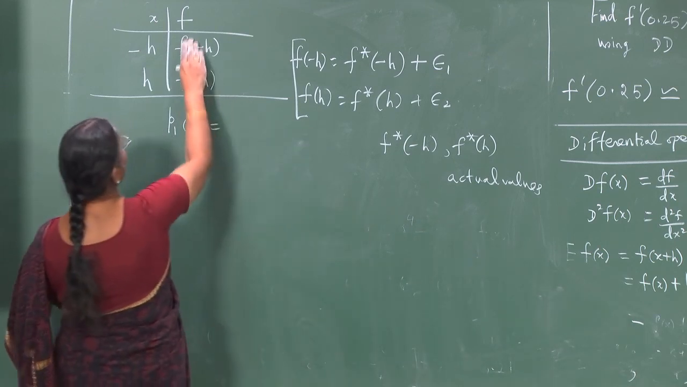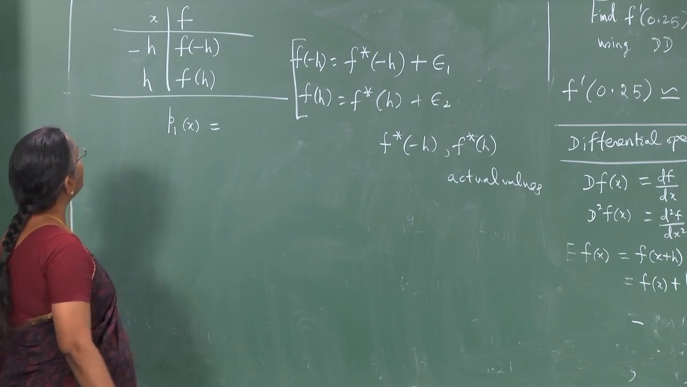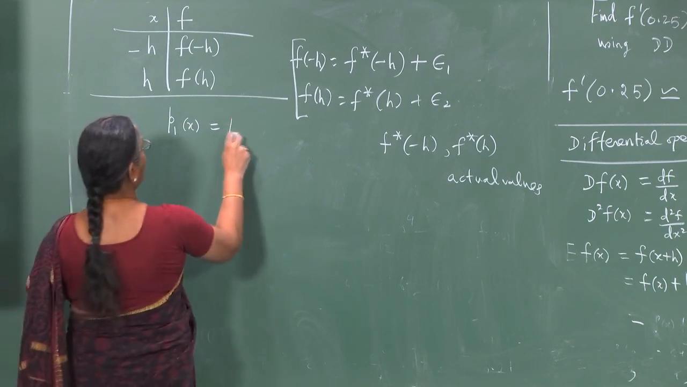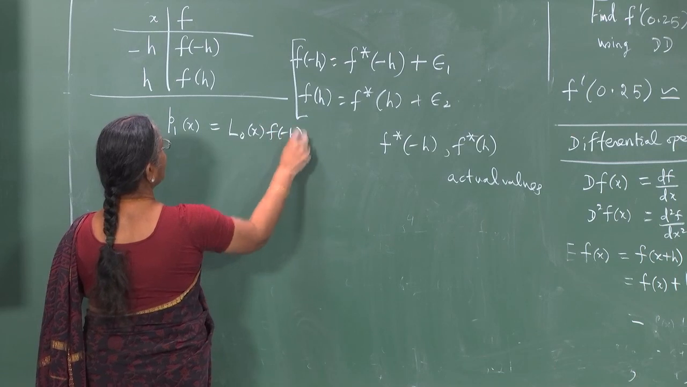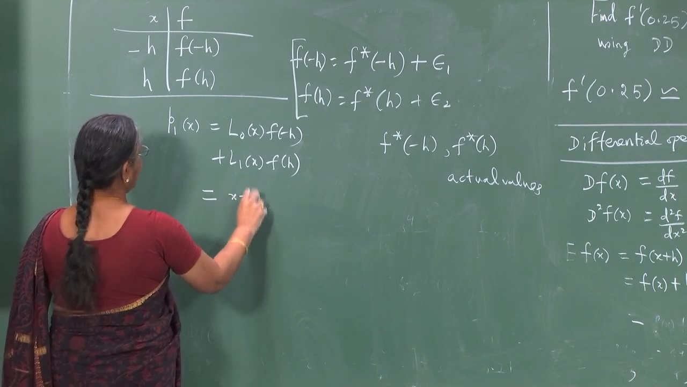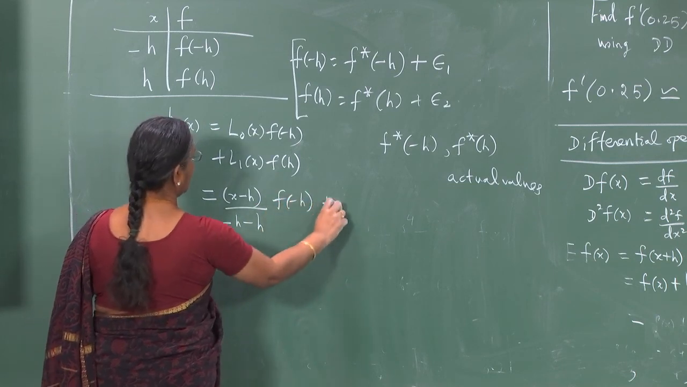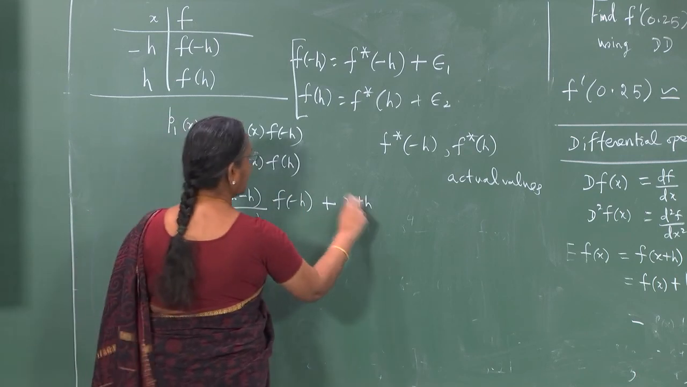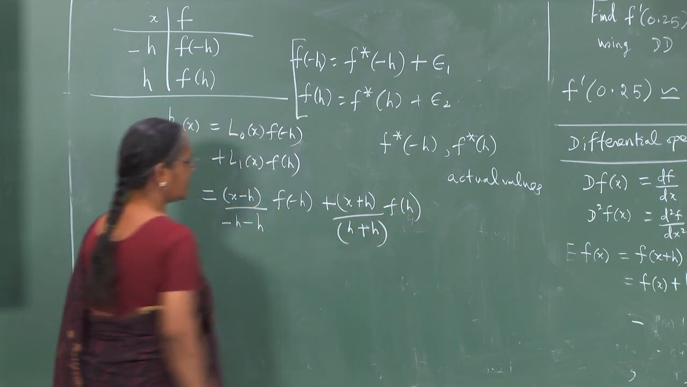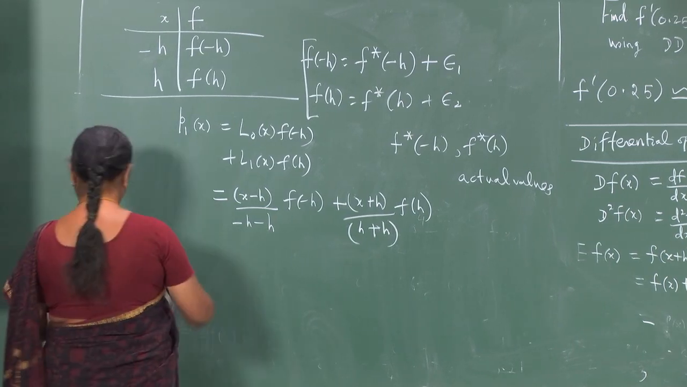So, I have information at 2 points, so I can approximate this function by a linear polynomial passing through these 2 points. So, I write down the Lagrange polynomial, that is L naught of x into f at minus h plus L1 of x into f at h. What is L naught of x? It is x minus h by minus h into f at minus h. L1 of x will be x minus minus of minus h into f at h. So, this is the first degree linear polynomial that approximates this function.